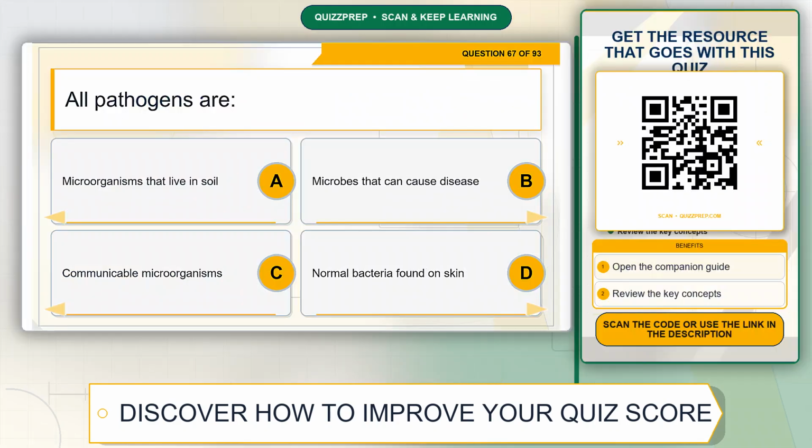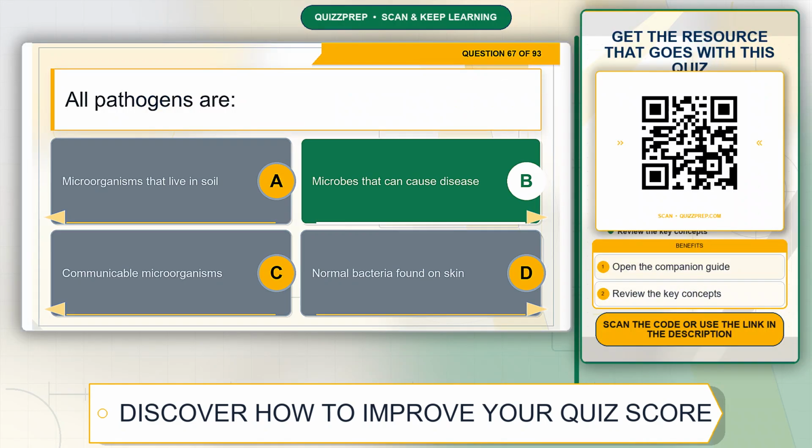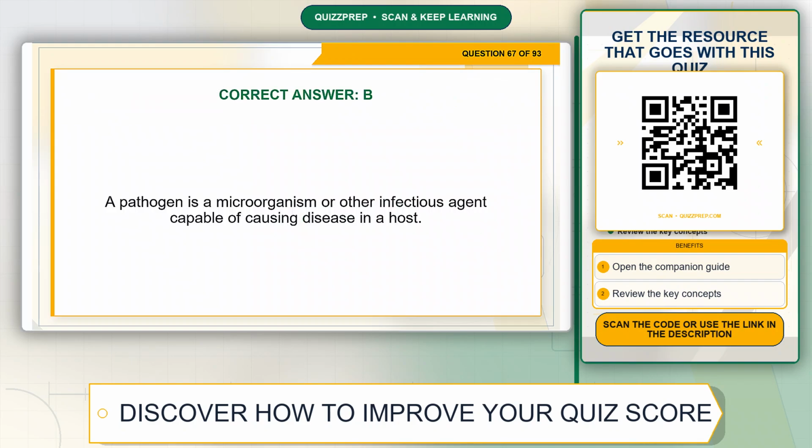Question 67. All pathogens are: Option A, microorganisms that live in soil. Option B, microbes that can cause disease. Option C, communicable microorganisms. Option D, normal bacteria found on skin. The correct answer is option B, microbes that can cause disease. Explanation. A pathogen is a microorganism or other infectious agent capable of causing disease in a host.